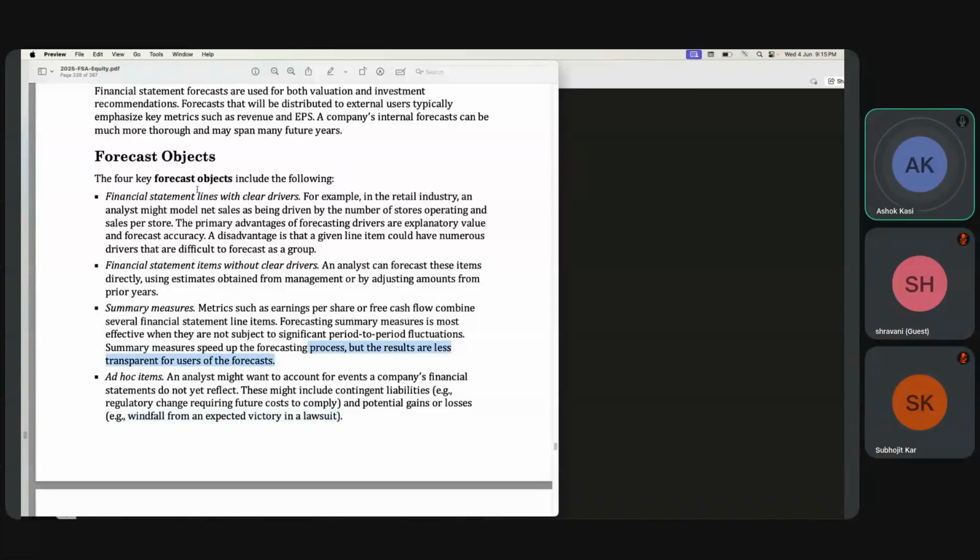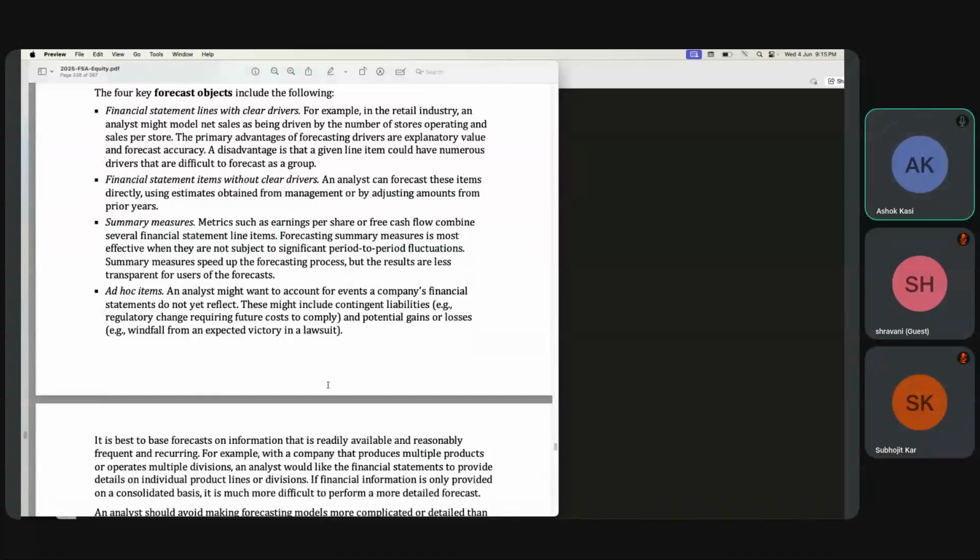Okay. So these are four forecast objects. You don't have to remember as such, but reading once is okay. And as I said, even if you don't read this topic, if you look at the questions, you should be able to tackle it. Okay.